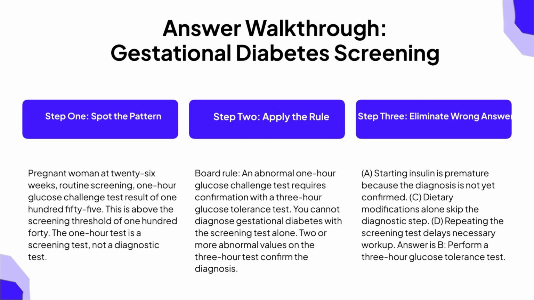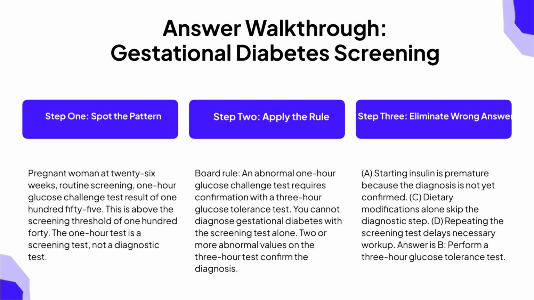The board rule you must memorize is that the 1-hour glucose challenge test is a screening test, not a diagnostic test. An abnormal result requires confirmation with a 3-hour glucose tolerance test. You need 2 or more abnormal values on the 3-hour test to diagnose gestational diabetes. Step 3. Eliminate wrong answers. Starting insulin is premature because you have not confirmed the diagnosis yet. Dietary modifications alone skip the diagnostic step entirely.